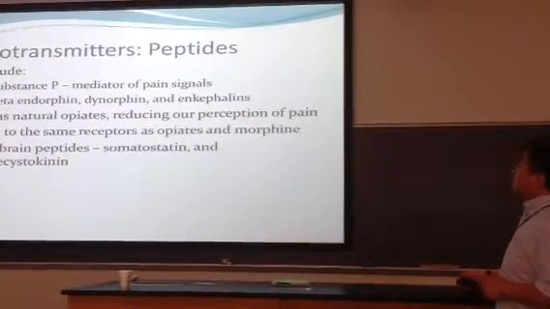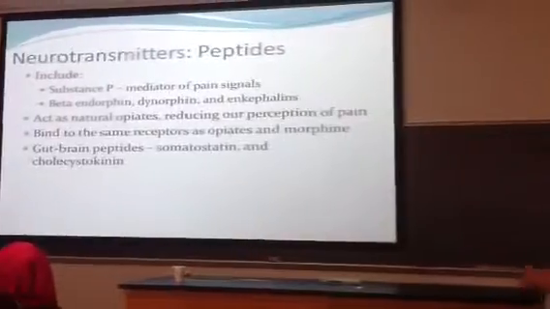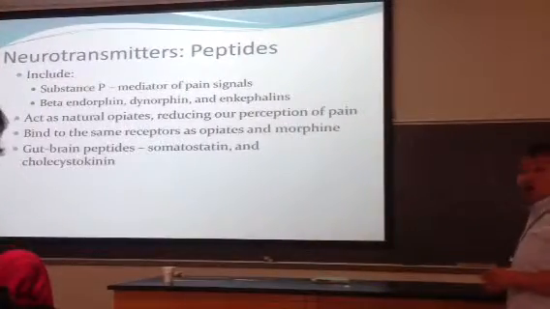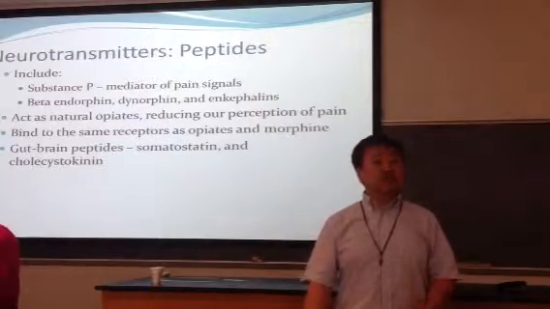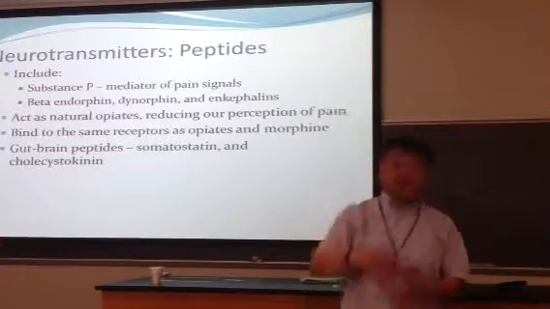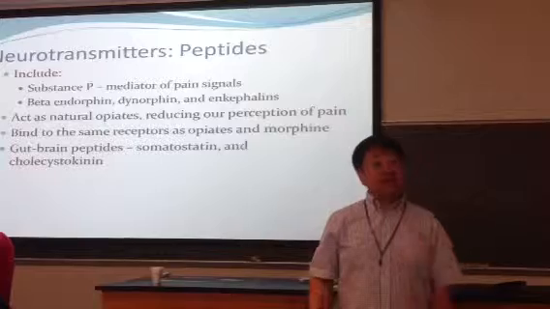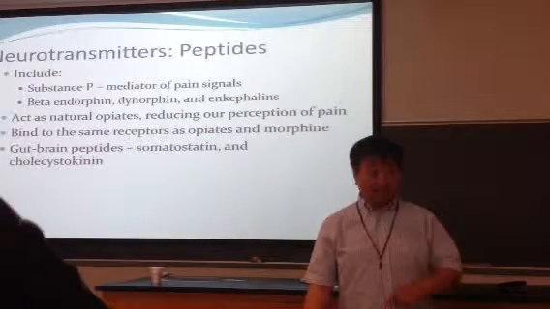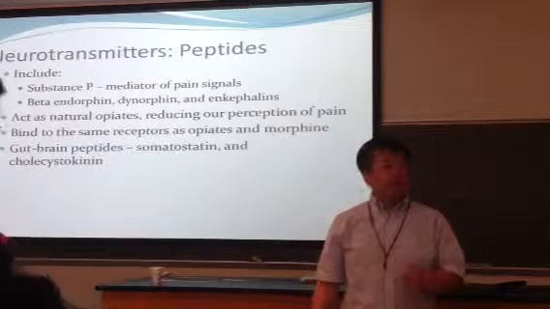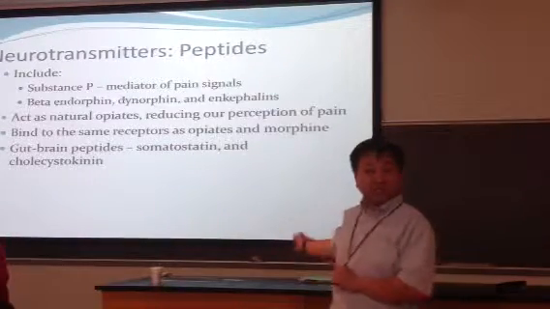Oh, gut-brain peptide. The name sounds very romantic, doesn't it? So far, we learned about neurotransmitters. Where do you expect them in the body? Neurotransmitters should be found in the nervous tissue, right? CNS, PNS. But we find out that there are some chemicals also released from your gut. Hence the name, gut-brain neurotransmitter.